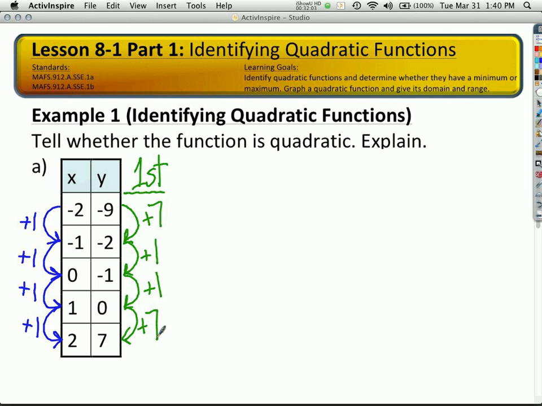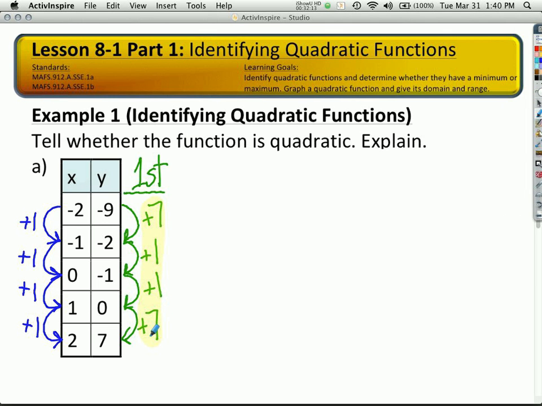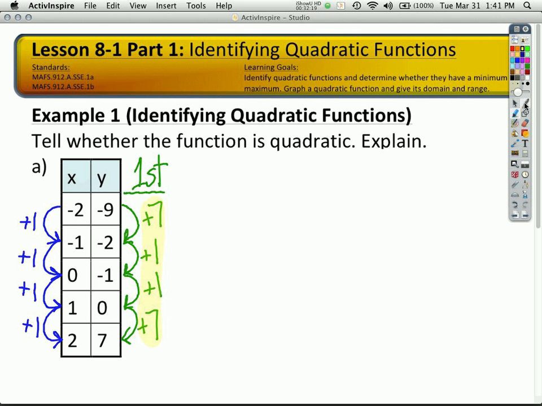Very good. So the first differences are not constant. These are not constant. If this was linear, they would be constant. But they're not. So we now know it's not linear. It's not going to make a line. So now we do the second test, which is check the second differences.